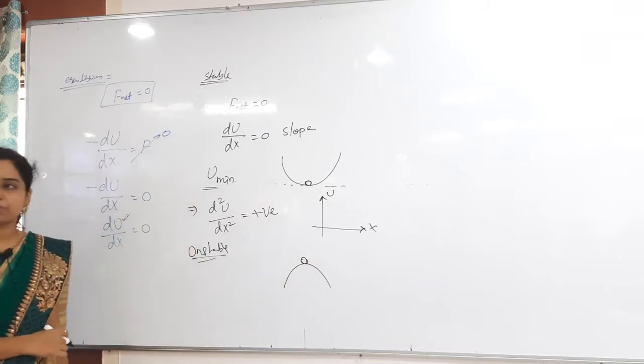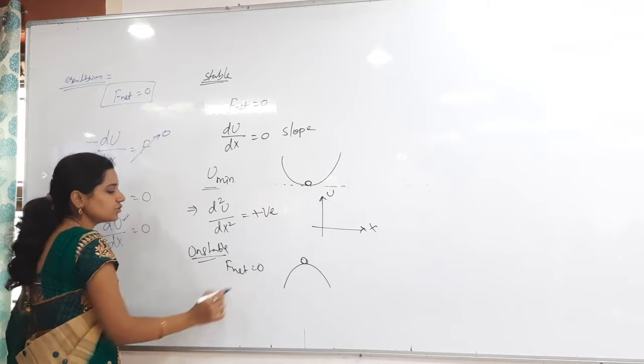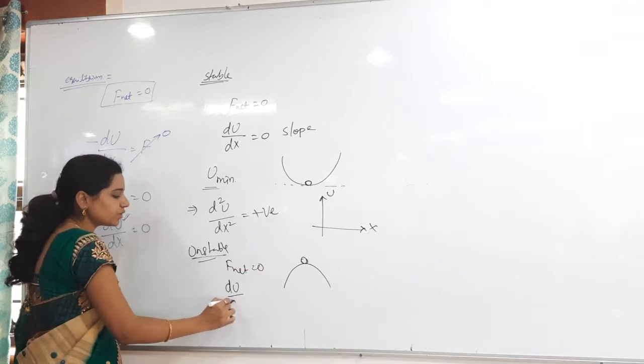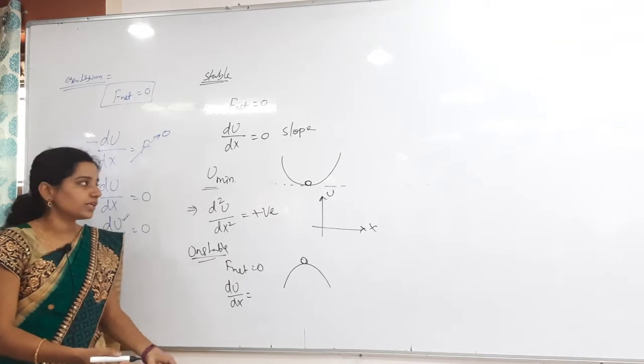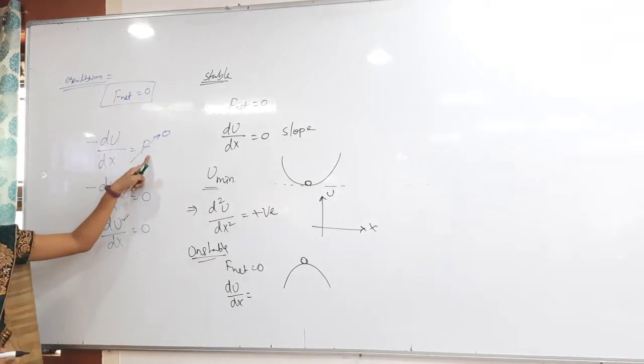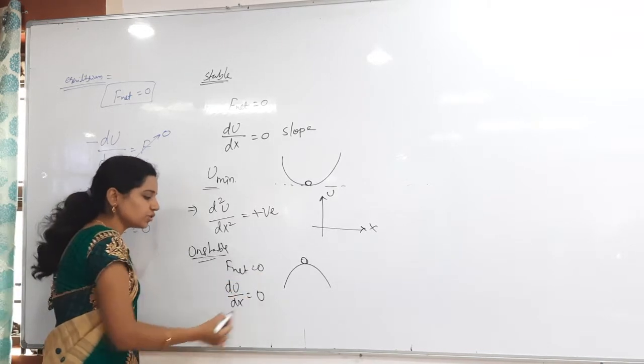Then whenever I said about the unstable equilibrium, at unstable equilibrium I said you have to put the ball on the top of the bowl, so here again net force is equal to how much? 0 only. Slope is equal to how much? du by dx is equal to how much? Again 0 only. du by dx is equal to f. F value what I said? 0. So du by dx is also 0 only.